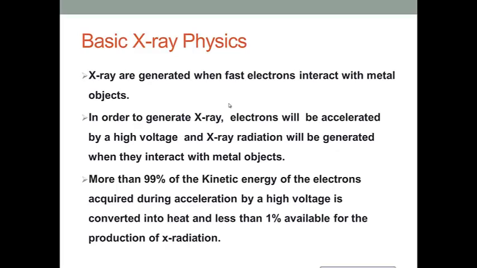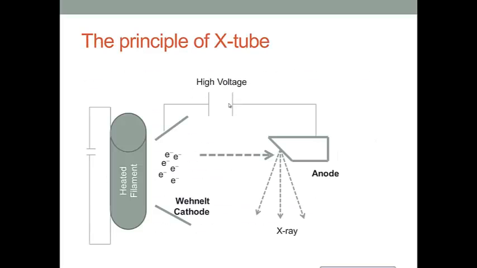In fact, in this process, only 1% of the kinetic energy of the electrons will be used to generate X-ray radiation. Where does the other 99% of the kinetic energy go? It's converted into heat. So that's the basic physics behind X-ray. Let's see the figure. This just shows the X-ray tube, the basic idea of the X-ray tube.